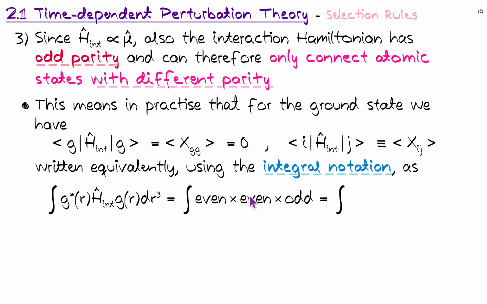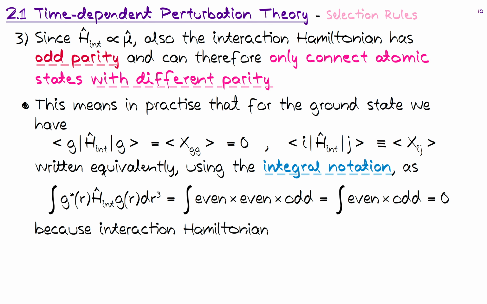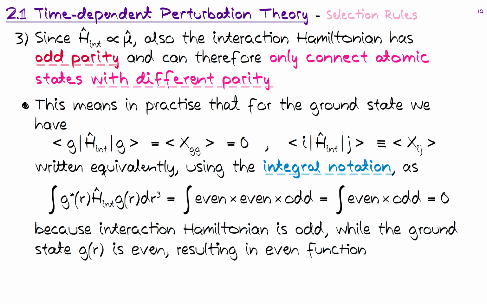So we have even times even, which is an even function, and then we end up with an integral over an even times odd function. If you look at the Wikipedia result, we realize that this is identically 0. This is because the interaction Hamiltonian is odd and the ground state is even. So this is the end result: we don't have any expectation value for the electric dipole operator in a ground state.